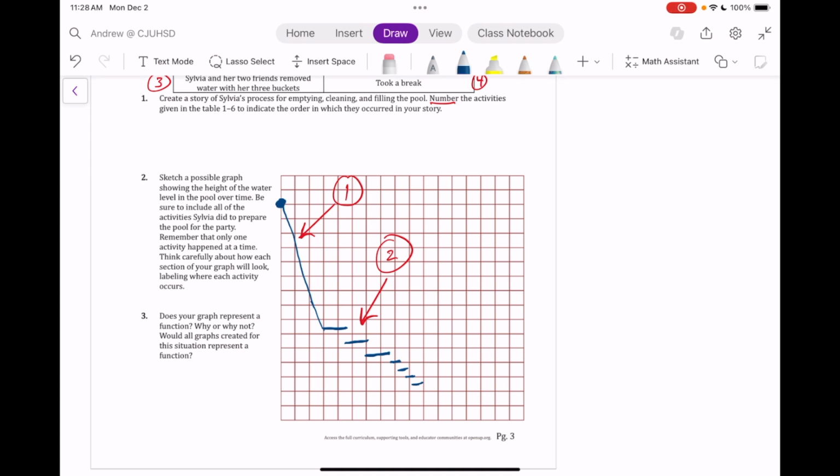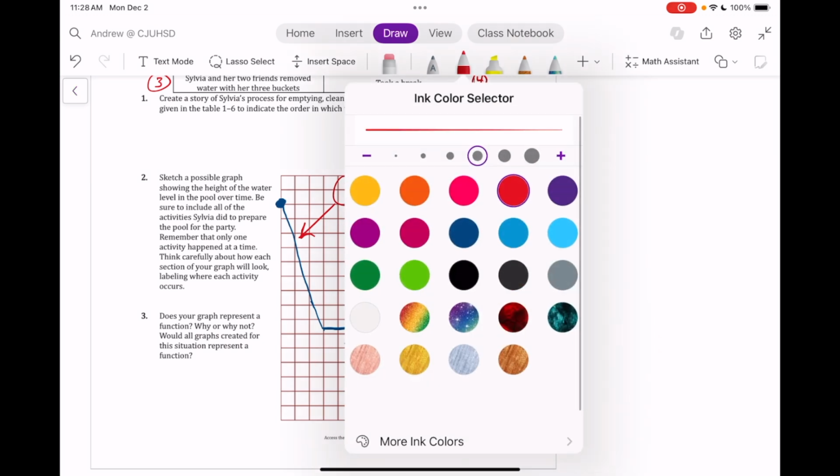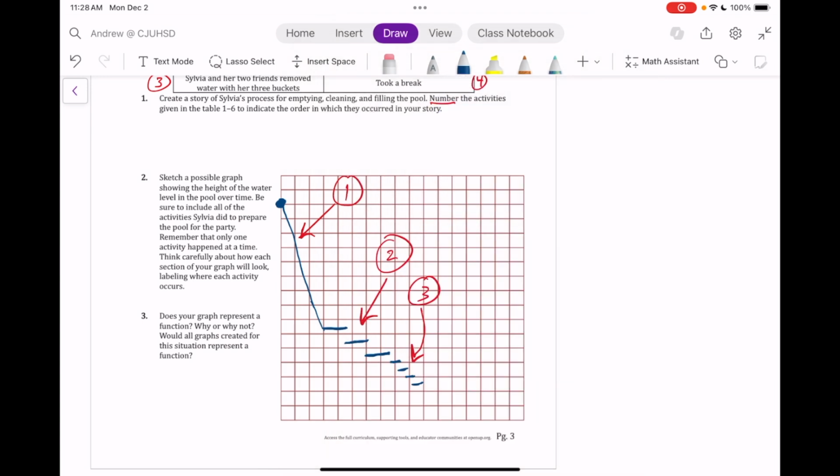It's just that when you take the water out with a bucket, the water level instantly drops. Okay, actually that would be down here. Okay, now she's going to take a little break. So when she takes a break, it just stays flat for a while.